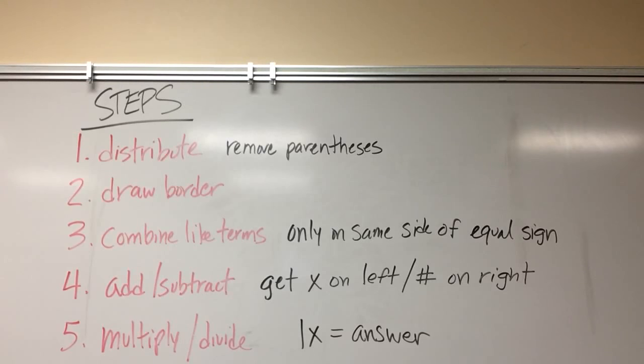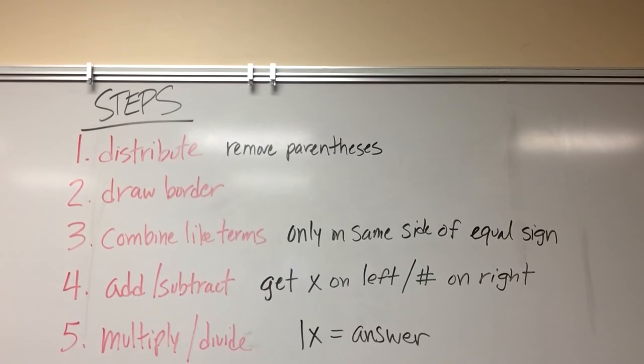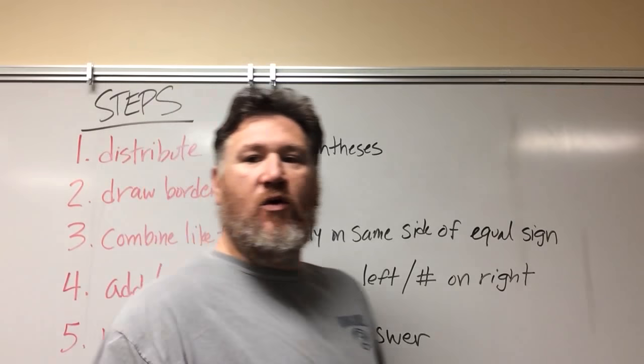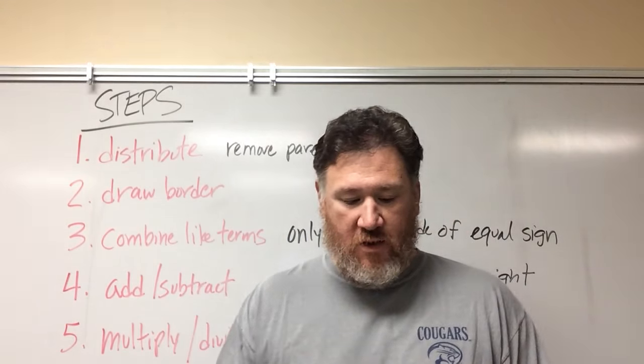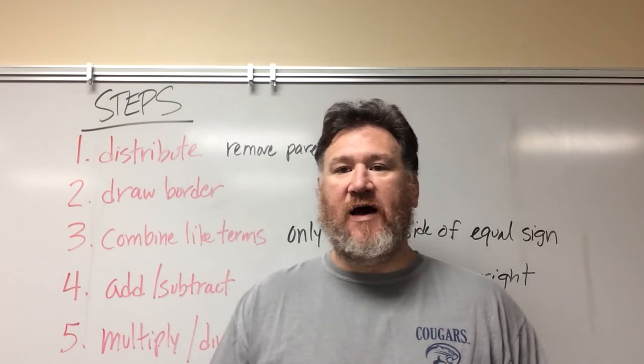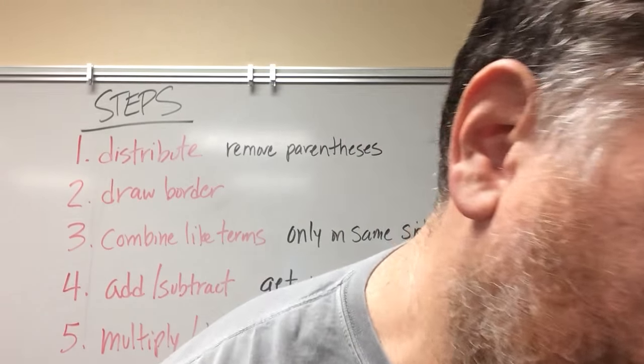We want to add and subtract all of our x's and numbers so that we can get all the x's, or all the variables, on the left side of the equation, and then we want to get all the numbers on the right side. And the last step is for us to multiply or divide so that we can get 1x equal to an answer. So these are the 5 steps that we're going to use anytime that we're solving an equation or an inequality. So let's go over a couple examples of how to do some two-step equations.